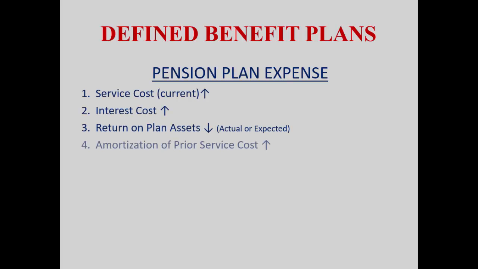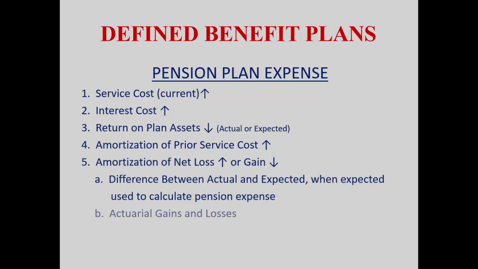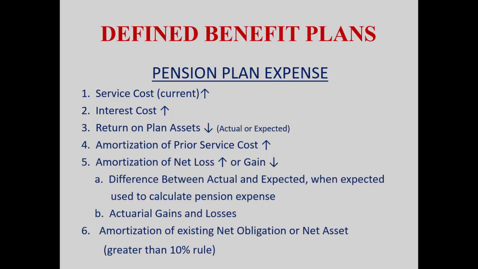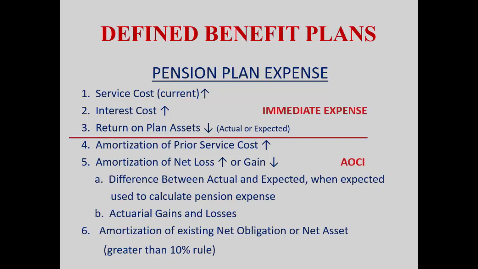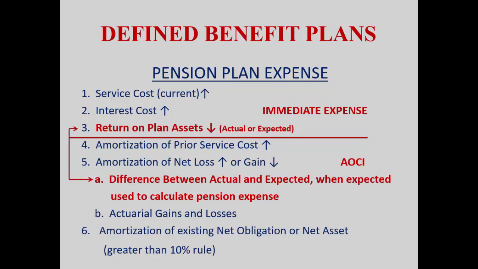So again, what goes into the pension plan expense? 6 components: service cost, interest cost, return on plan assets, amortization of prior service costs, amortization of net loss or gain of these 2 different items, and amortization of existing net obligation. This is why pensions, defined benefit plans, are very difficult to manage. The key to remember, the first 3 are immediately expensed. The last 3 must be into other comprehensive income, which is then closed to accumulated other comprehensive income.